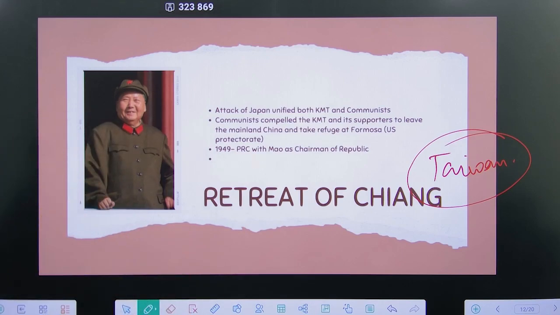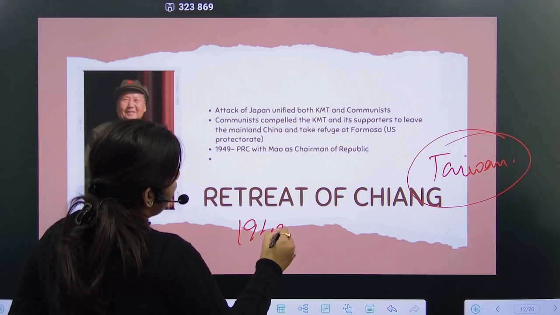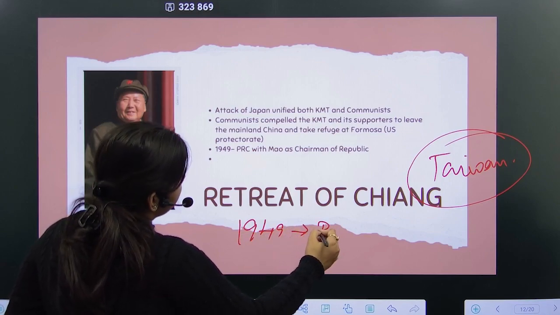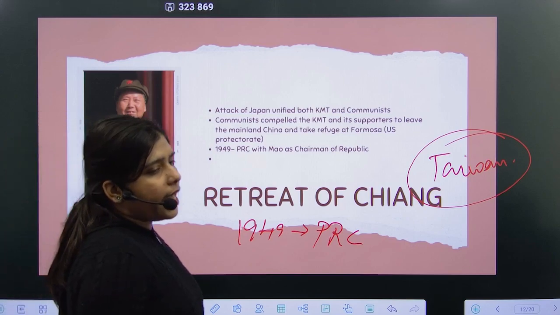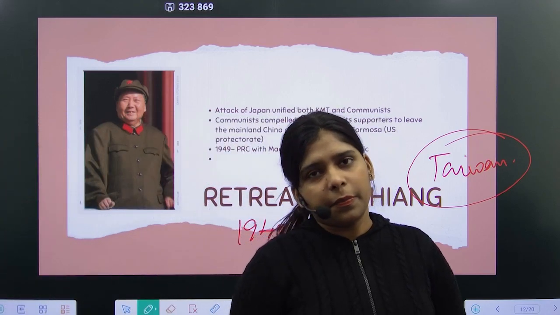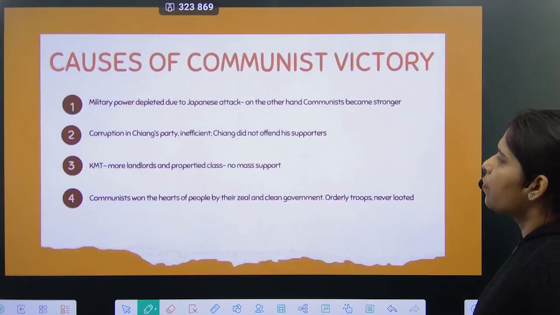Okay, so this was erstwhile Formosa. It was a US protectorate, Taiwan. And after a long fight, in 1949, we saw the formation of the People's Republic of China with its chairman of the republic as Mao Zedong. All right, that was the year the PRC was formed.